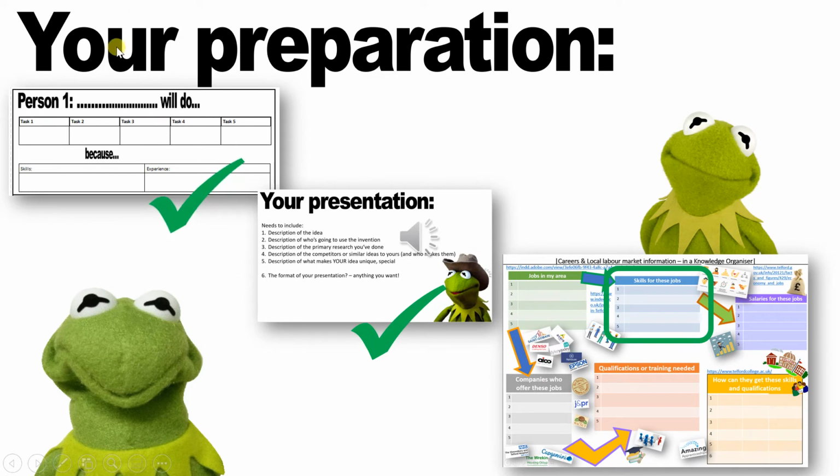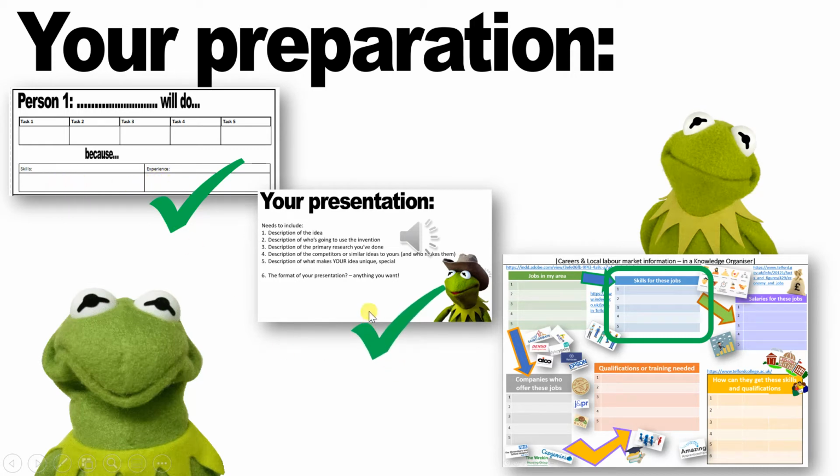So you need to plan who's doing what in your team. The first thing you need to do is look at who is person 1, person 2, person 3, and you need to allocate each other tasks to do. But the most important bit is making sure you justify why they're doing it. So you're looking at matching each other's skills to the jobs that they're doing.